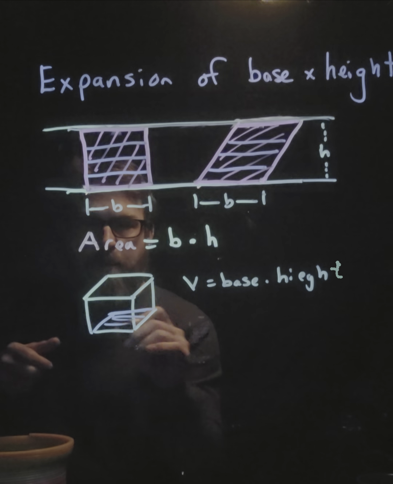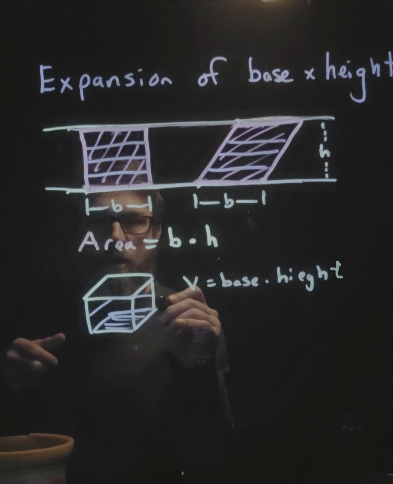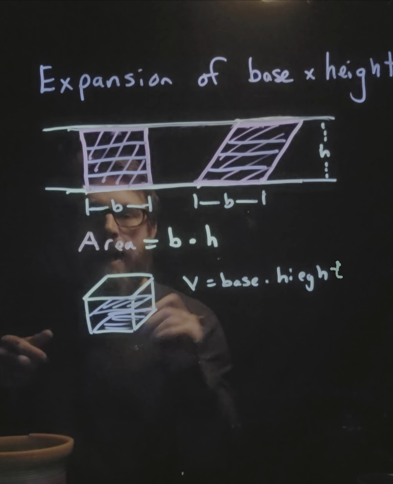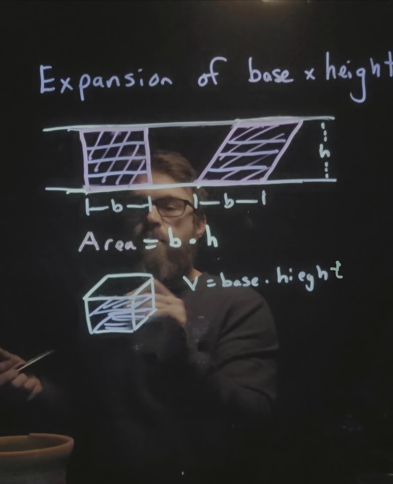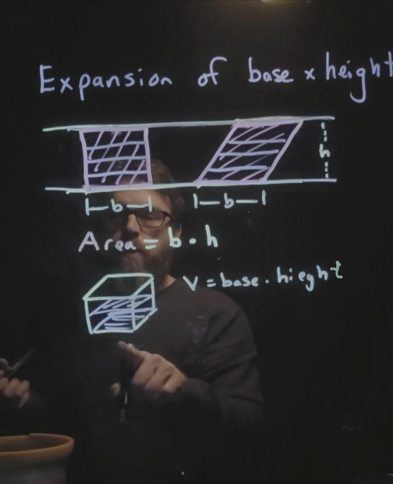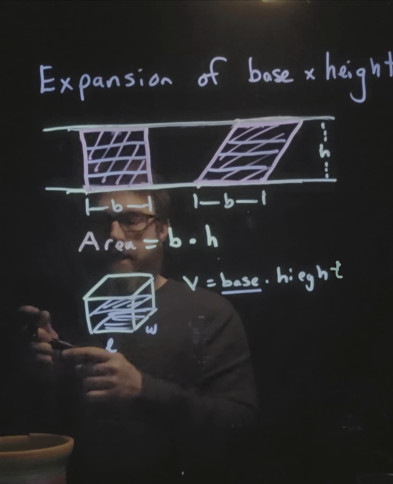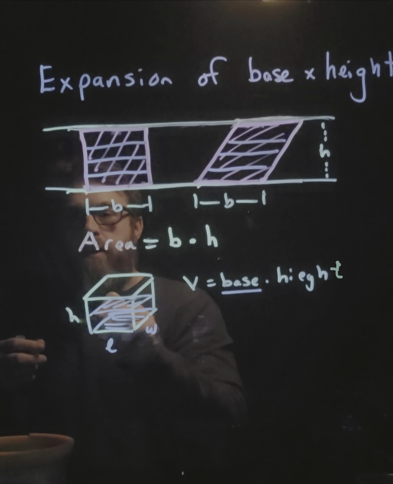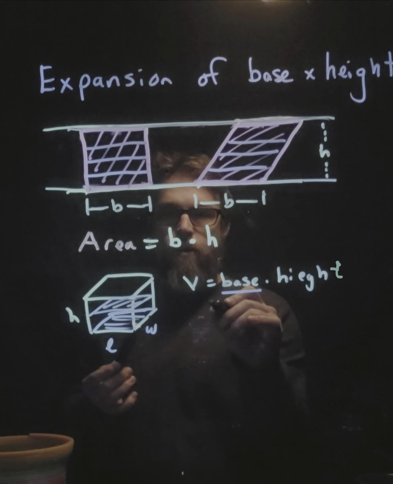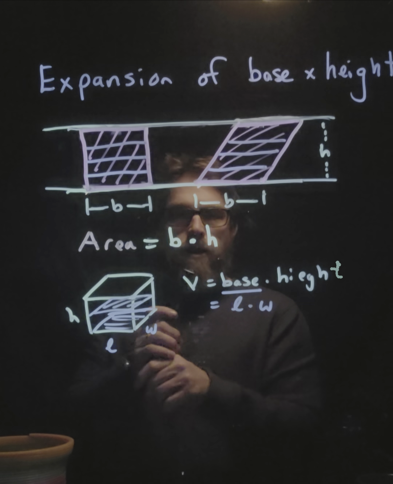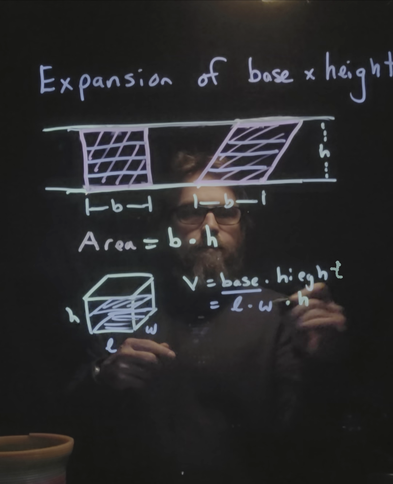And what I know is if I'm looking at this base, if I slice it there or if I slice it here, the base is unchanged no matter where I slice this. So if I want to talk about the base, let's call this length times width, so that's going to be equal to our base, times our height. So then the volume is going to be equal to length times width times your height.